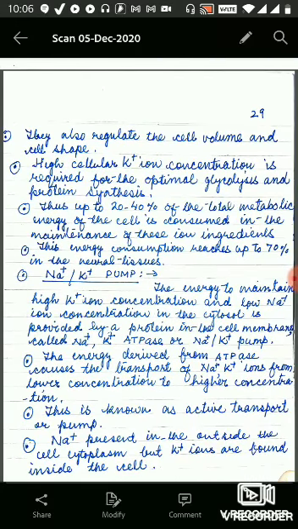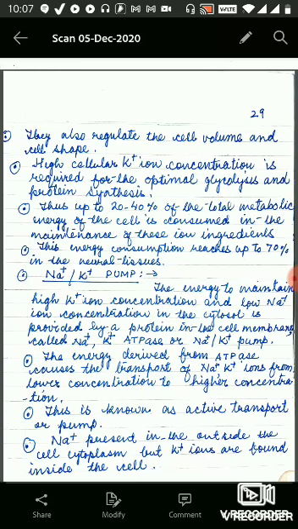They also regulate the cell volume and the shape of the cell. High cellular potassium ion concentration is required for optimal glycolysis and protein synthesis. Thus, up to 20 to 40% of the total metabolic energy of the cell is consumed in the maintenance of these ion gradients. This energy consumption reaches up to 70% in neural tissues.